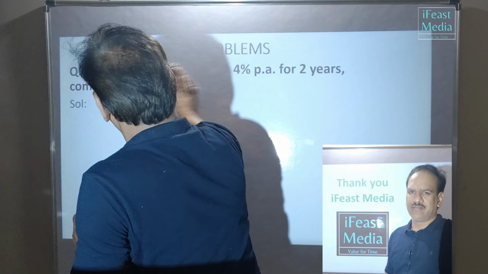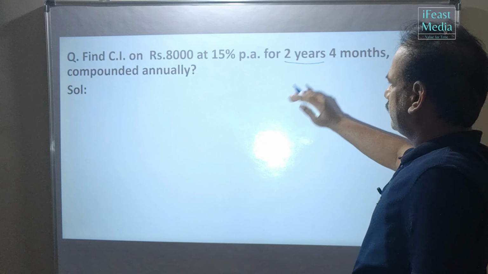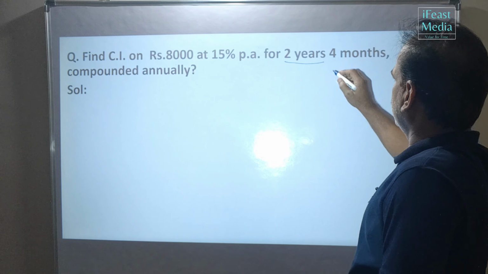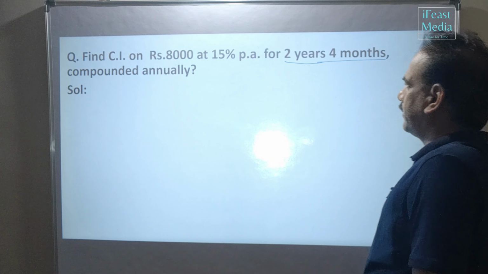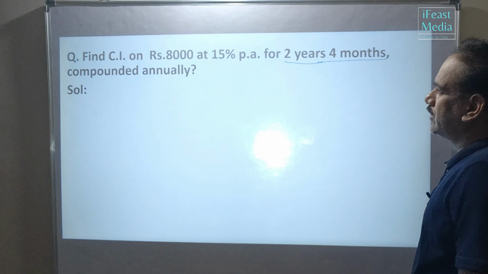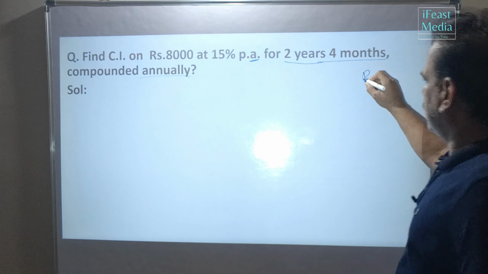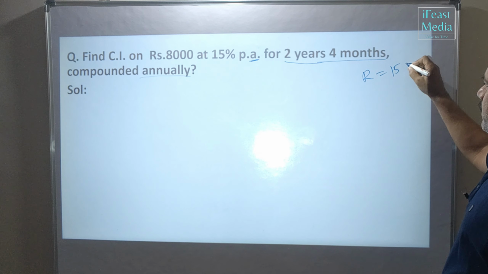Coming to this problem, find the compound interest on 8,000 at 15% per annum for 2 years. For 2 years means the total time tenure is 2 years and 4 months. Total time tenure is 2 years 4 months. Compounded annually. This is also given per annum. So, one time unit is 1 year. Compounded annually means one time unit is 1 year, and rate of interest is also given per year, 15% per annum.